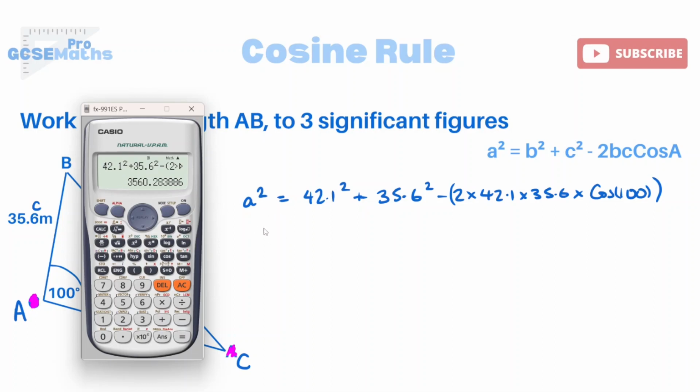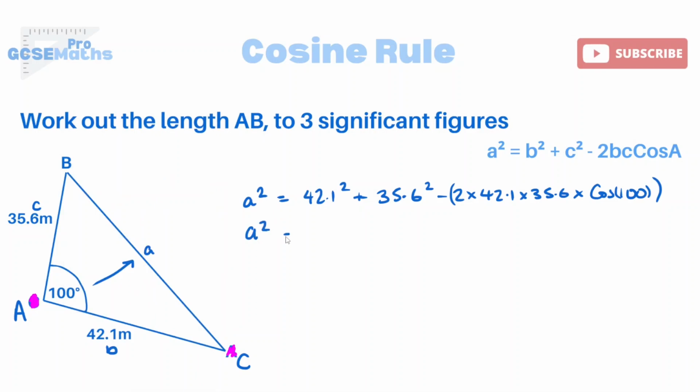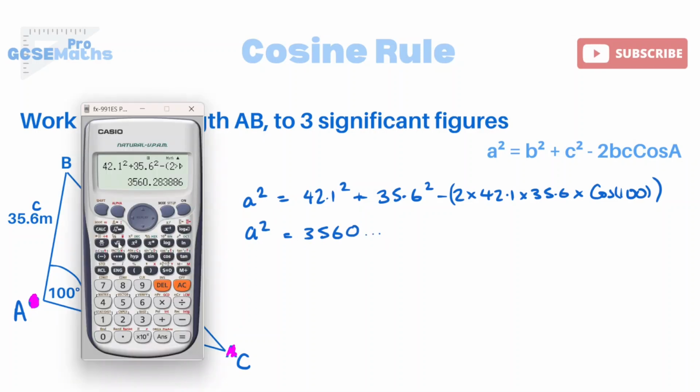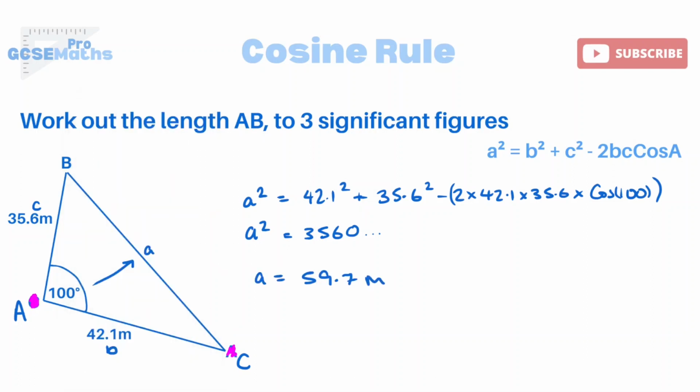So A squared is 3,560. And then I'm going to do square root answer because I don't want to cut off any decimals. Don't round it too soon, okay? Never round anything until the literal end of the question, the answer. So 3 significant figures would be 59.7. And there's your answer. Okay, so this was just an example to say, you need to change the letters on your diagram to match with the formula, so do that.